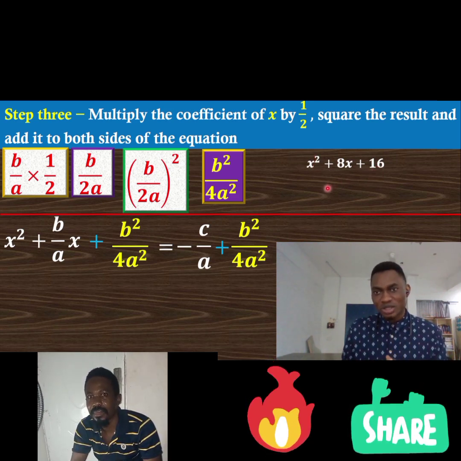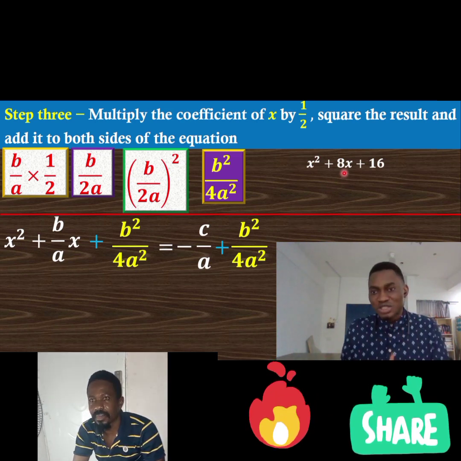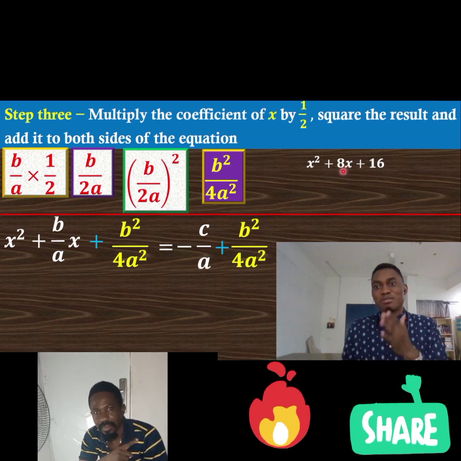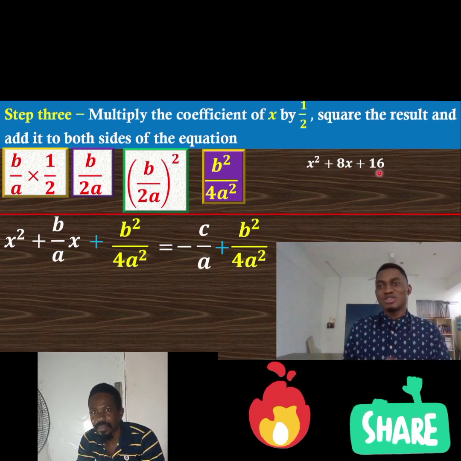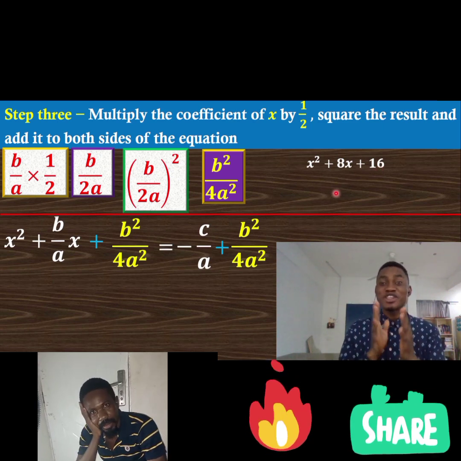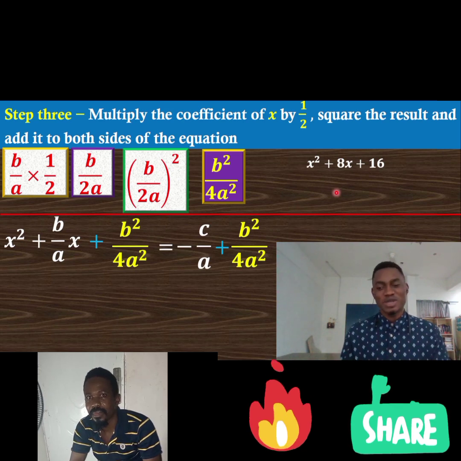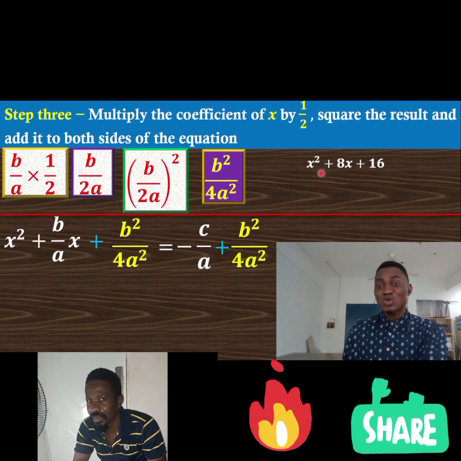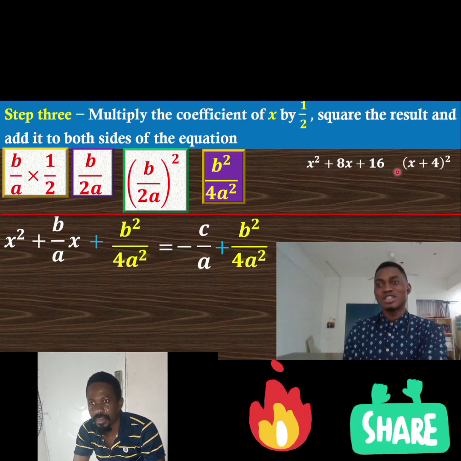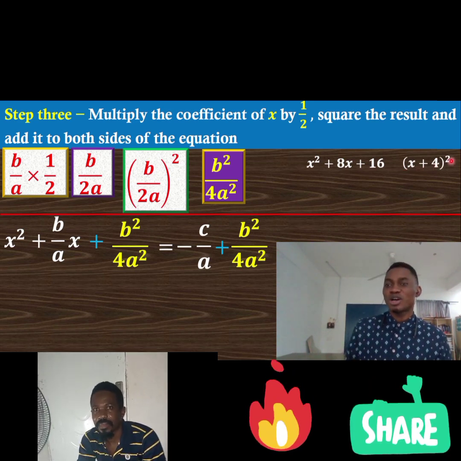Perfect squares. If you divide the coefficient of the middle term, which is x, by 2 and square it, you get the last term. There is a very simple way of factorizing perfect square trinomials. So x squared plus 8x plus 16 can be factorized as x plus 4 all to the power 2.